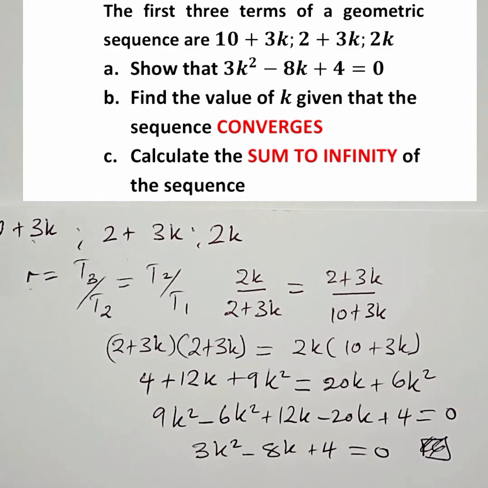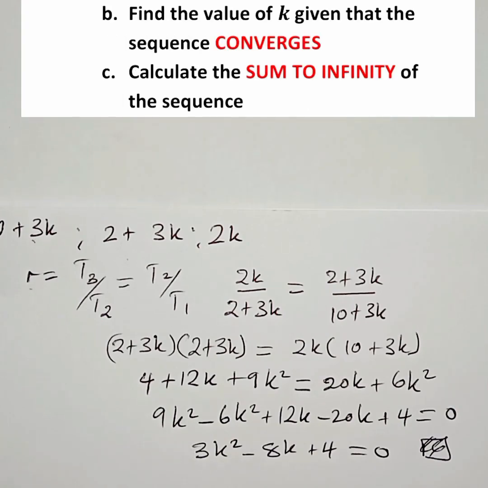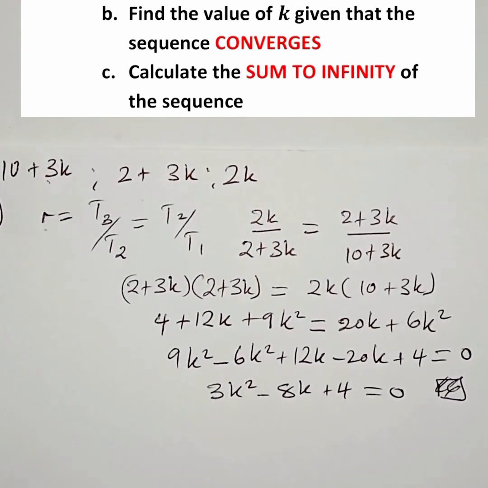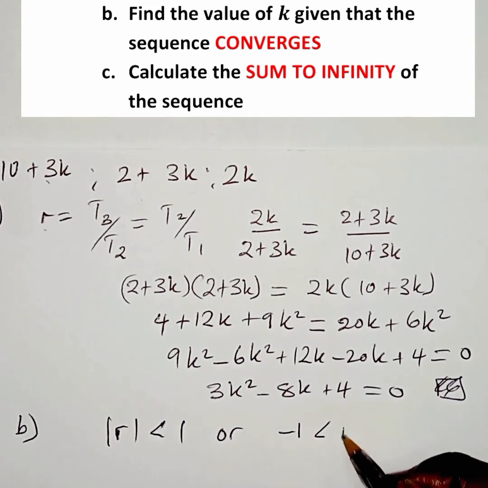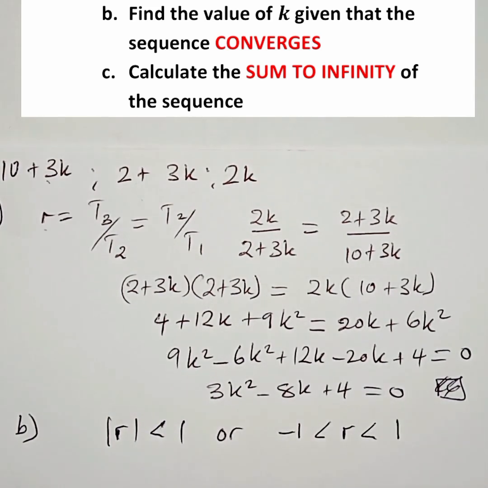Now the second part of this question, we are required to find the value of k given that the sequence converges. Now when the sequence converges, one condition must be satisfied. Now we are looking at B. The absolute value of the common ratio is supposed to be less than 1. In other ways, you can say minus 1 is less than R less than 1. So R lies in the middle between minus 1 and 1. All right. And then we need to find the value of k.